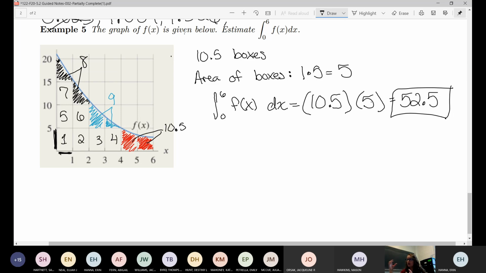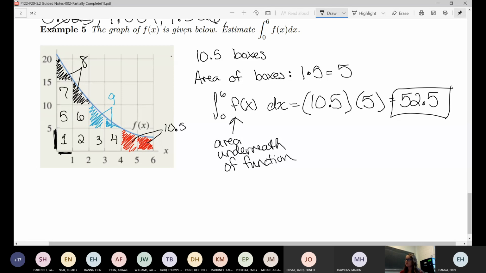So if I want the area underneath that function, which is what that integral is asking me for, well, if I just found that there were 10.5 boxes, but each box has an area of 5, I need to multiply the number of boxes by the amount of area in each box, which gives me 10.5 times 5.